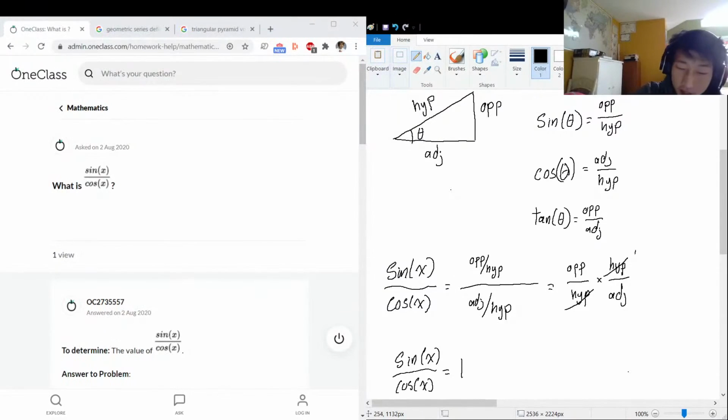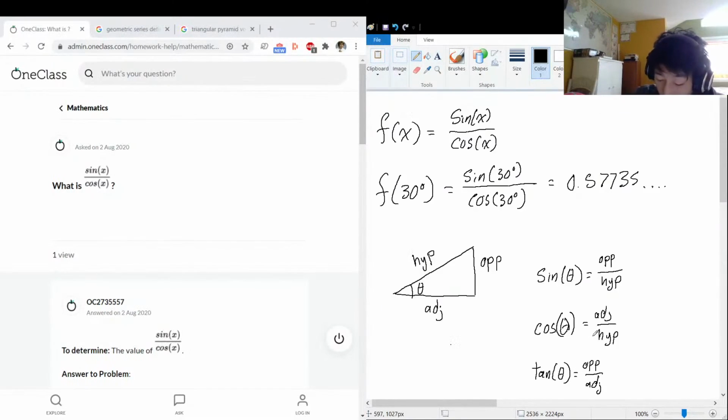I mean, not just 1. 1 times opposite over adjacent. And what is that equal to? Hey, that looks familiar. Tan of x, I guess in this case. So, anytime you see sine over cos, you know that, hey, I could do this manually like this, but why would I when I know that this is really just tan. Tangent.